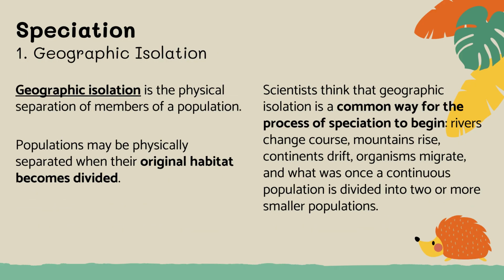Geographic isolation occurs when members of a population are physically separated from each other. This separation can happen when the original habitat is divided, such as by rivers, mountains, or land movement. Once separated, the populations no longer mate with each other. Over time, each group experiences different environments, leading to different adaptations and genetic changes. Scientists believe this is a very common way speciation begins.